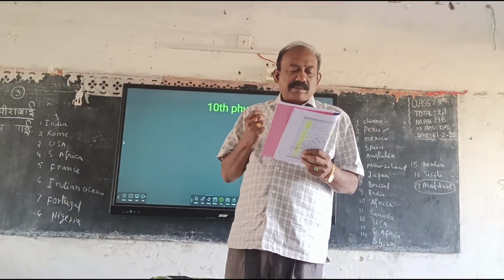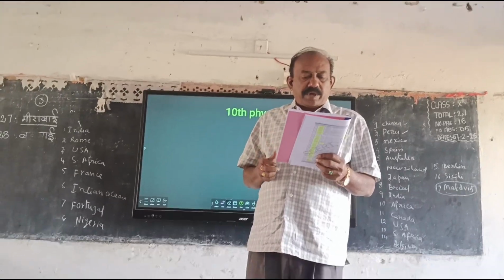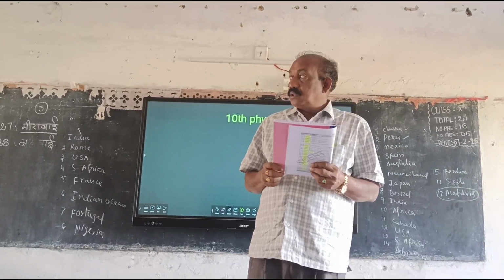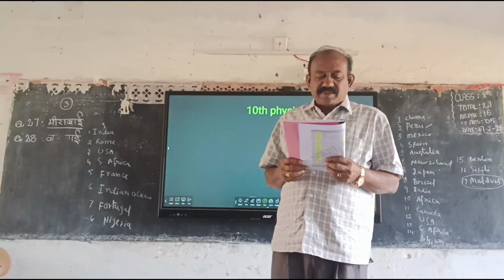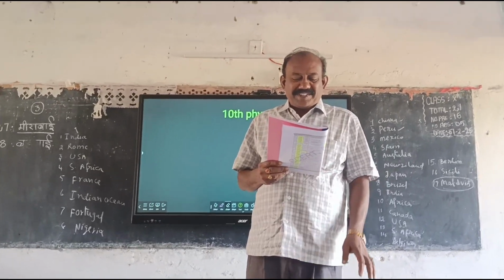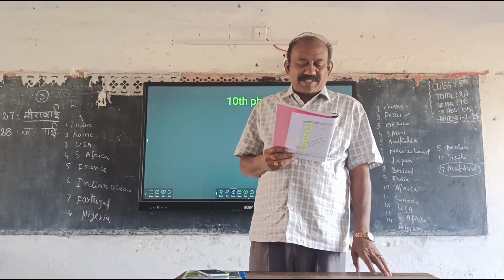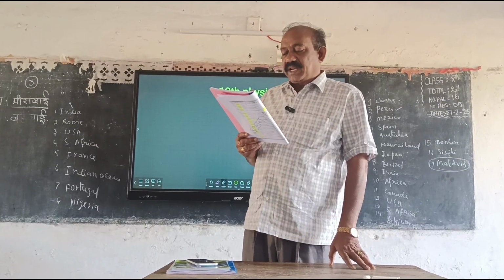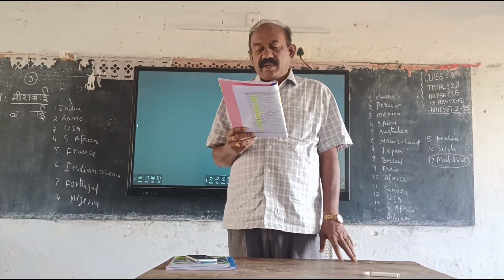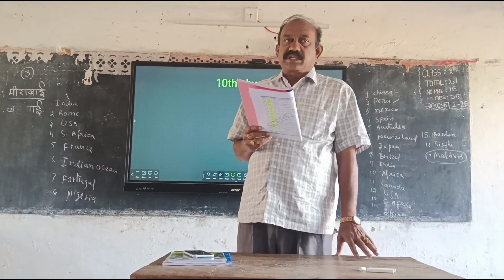So next one is, explain the following terms with one example. Explain the following terms with an example each. Corrosion, rancidity, oxidation, reduction.